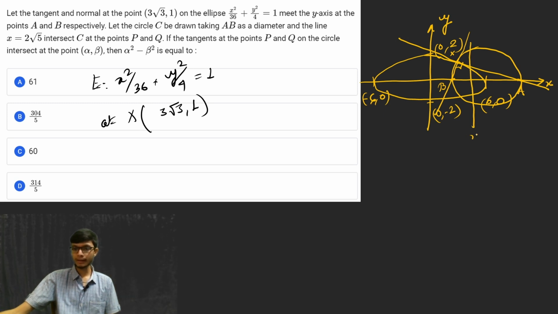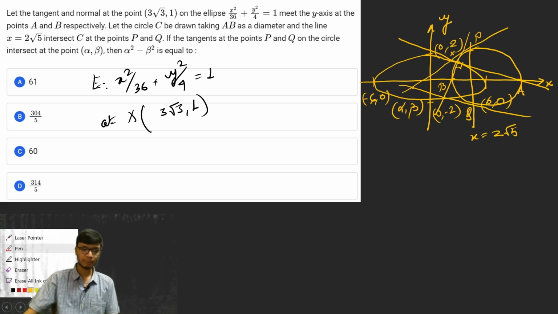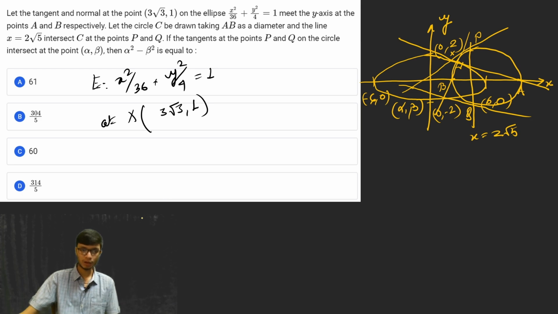So the line x is equal to 2 root 5 intersects the circle at P and Q. If you draw the tangents at P and Q, those tangents intersect at the point alpha comma beta, and we have to look for the alpha and beta values. All right, that's what the diagram has to say. You can see how complex the diagram looks, but this will get very simple once you start solving. So let us solve.